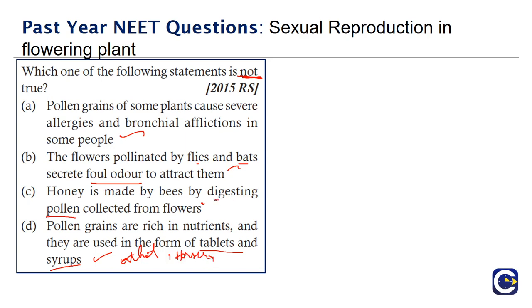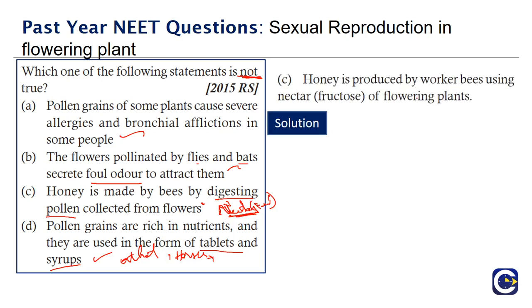Honey is not made by digesting the pollens. We know the insects only take up the nectar. The nectar is digested and processed by the worker bees. This nectar contains fructose, which is quite sweet in nature, and that's why honey is made, not by the pollen. So let's look at the solution. Honey is produced by worker bees using nectar, which is fructose of the flowering plant. So that is the wrong statement.